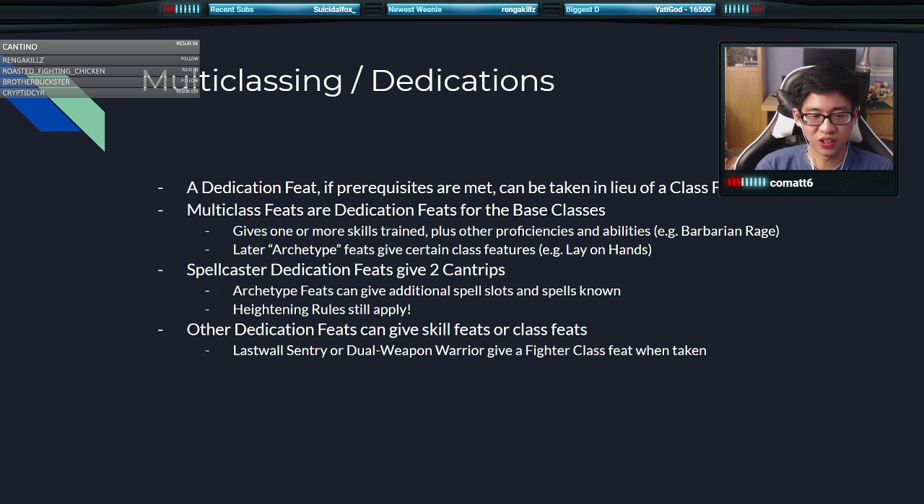Other dedication feats, when you take them, can immediately give you a class feat, even if you're not a member of that class. So the Last Wall Sentry gives you reactive shield when you take it. Reactive shield is, generally speaking, restricted to fighters. So you could get that even if you're not a fighter. And then Dual Weapon Warrior would give you Double Slice, which again is a fighter feat that you can now access even if you're not a fighter.